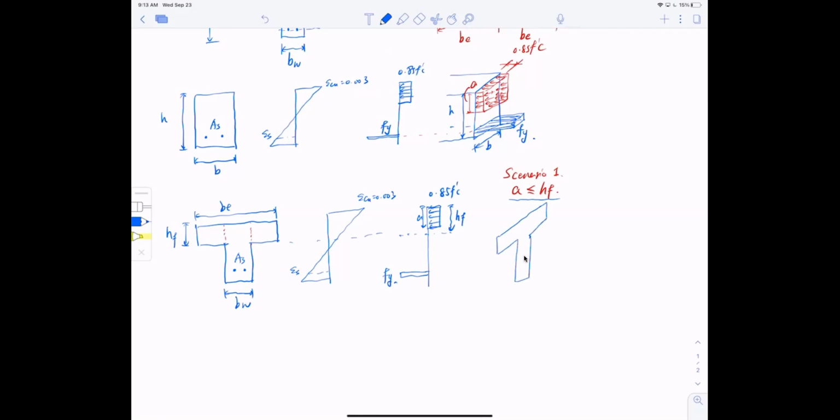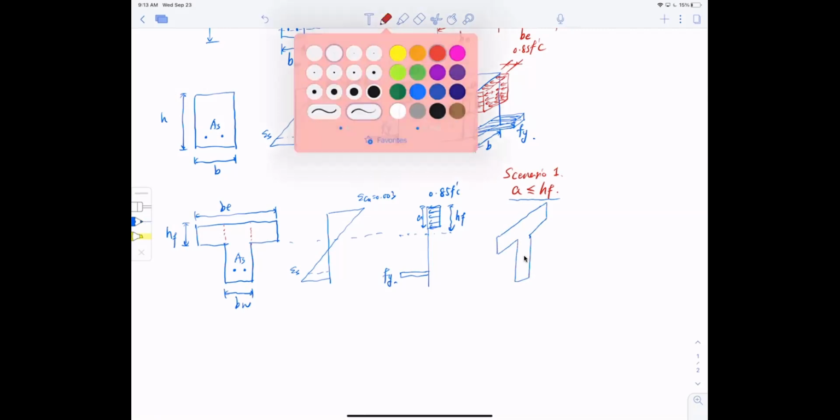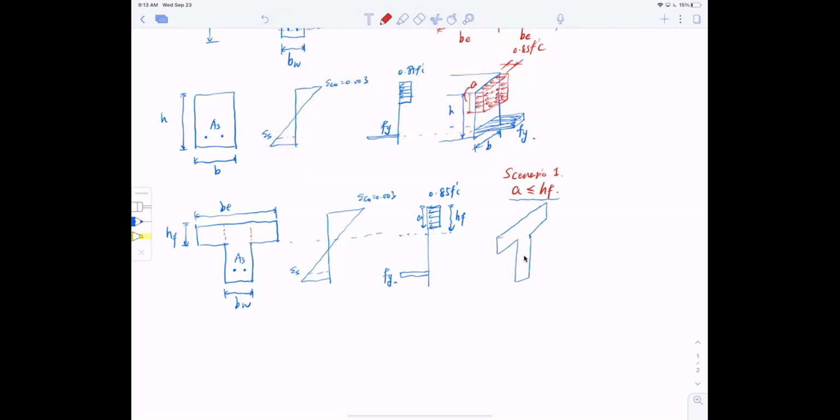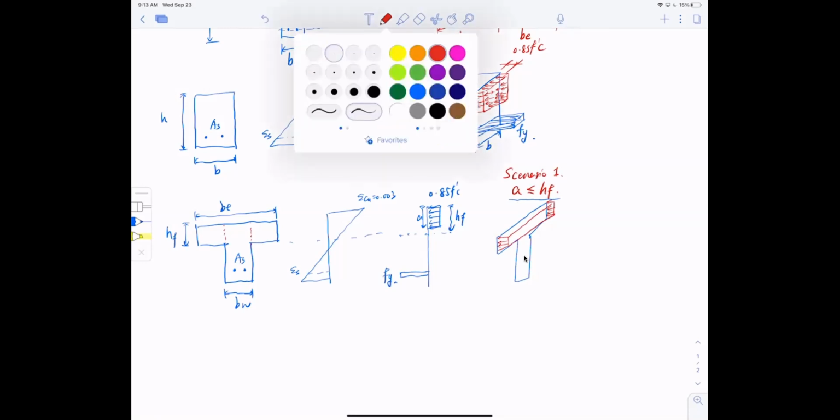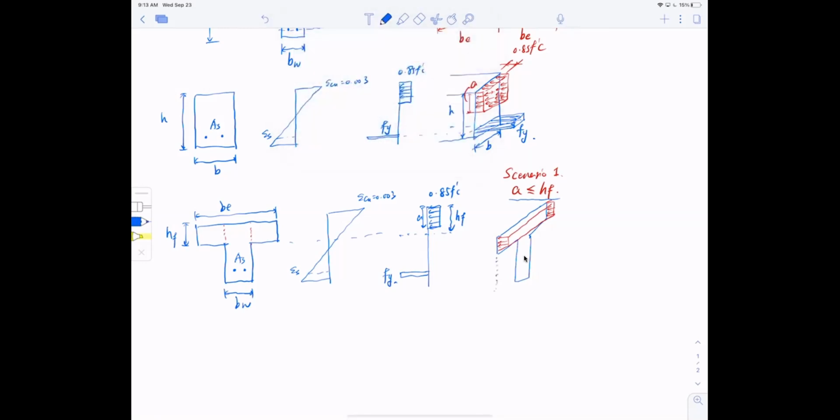That's a good answer. In other words, if I have a compressive zone within the flange, essentially I can treat the T-beam as a very wide rectangular beam, isn't it? Right, JD? Oh yeah. Okay, that makes sense. So if I have my compressive zone within the flange, might as well treat my beam as a wide rectangular beam. I'm going to use my B effective as the width of the structure.